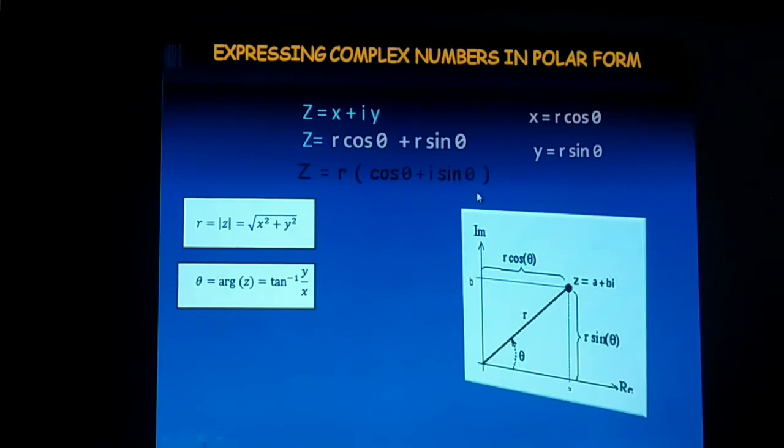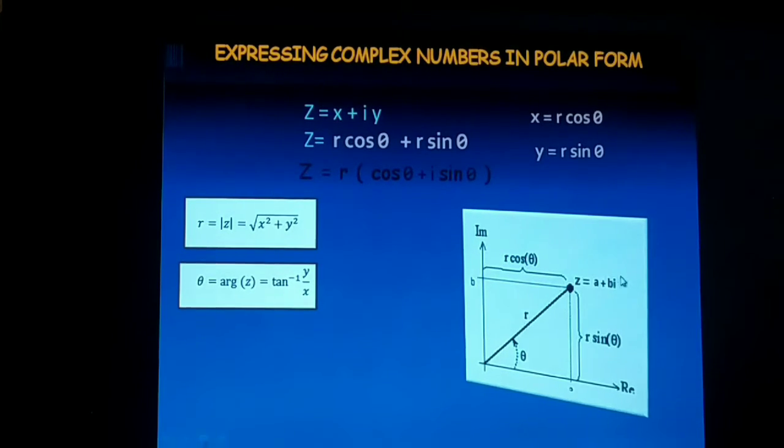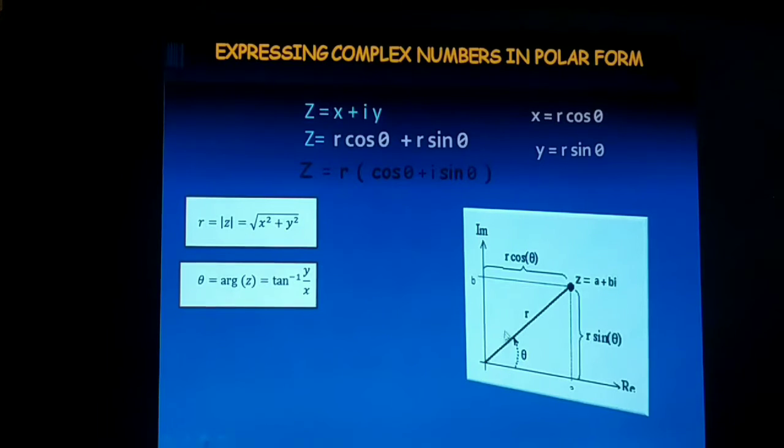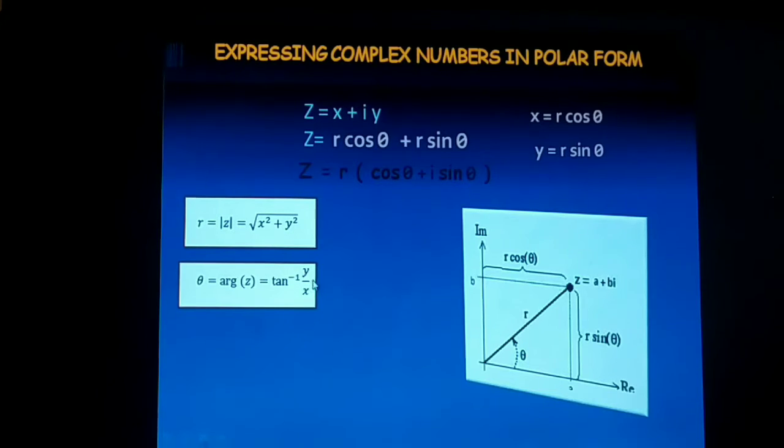z is equal to r (cos theta plus i sin theta), and this form is called the polar form of a complex number, where r is modulus z, the distance from origin to this point z. It is modulus z is equal to under root x square plus y square. And here theta is the positive angle. Theta is equal to argument of z is equal to tan inverse y upon x.